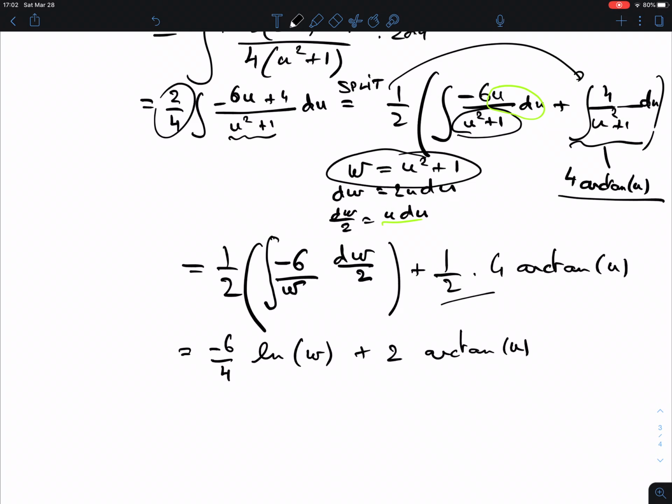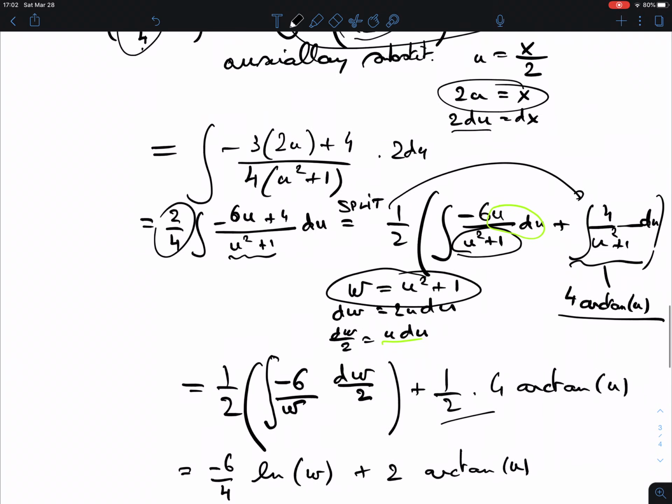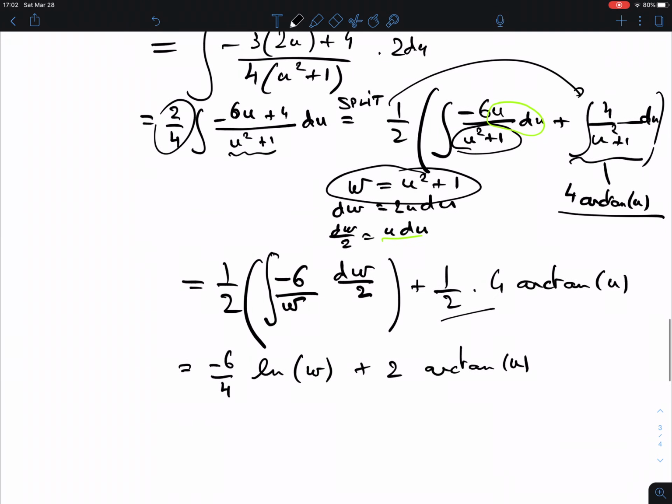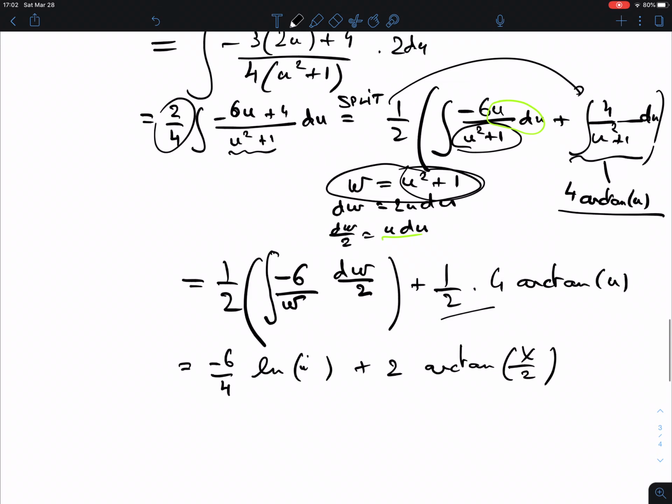And u was what? Let's go back. U was x over 2, so let's fill this already in here. So that is x over 2. And now let's fill in w. W was u squared plus 1, so I'm going to do this also here. U squared plus 1, and then u itself was x over 2. So I'll write this one more time. Minus 6 over 4, minus 3 halves, of course, ln. U was x over 2 squared plus 1. This is the u replaced by x over 2, plus 2 times arctangent x over 2.